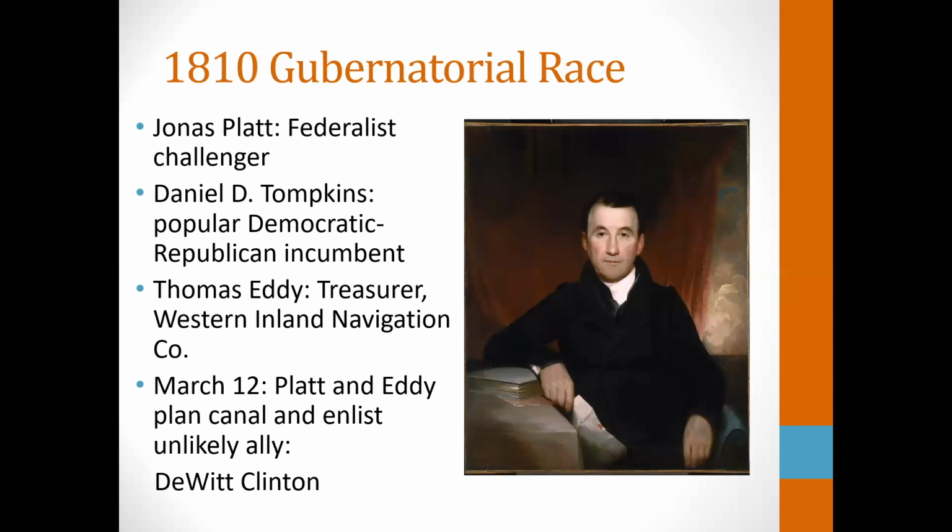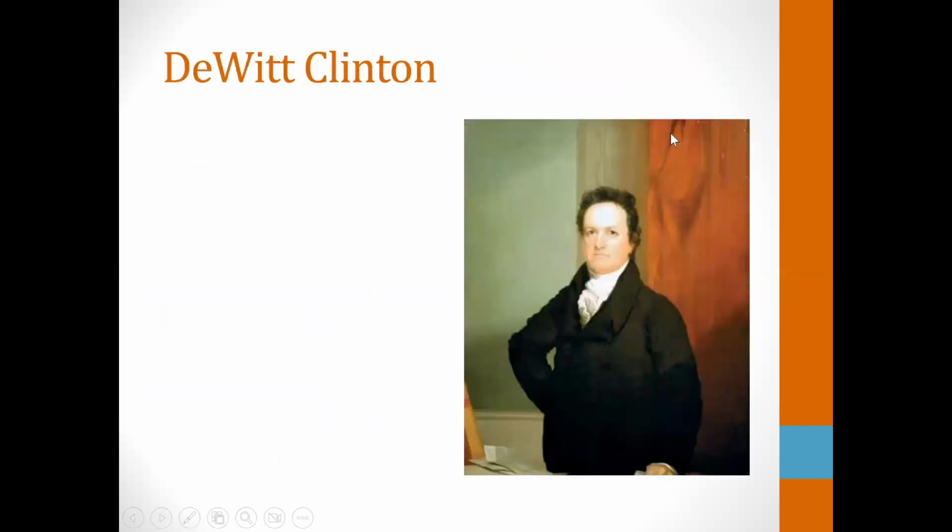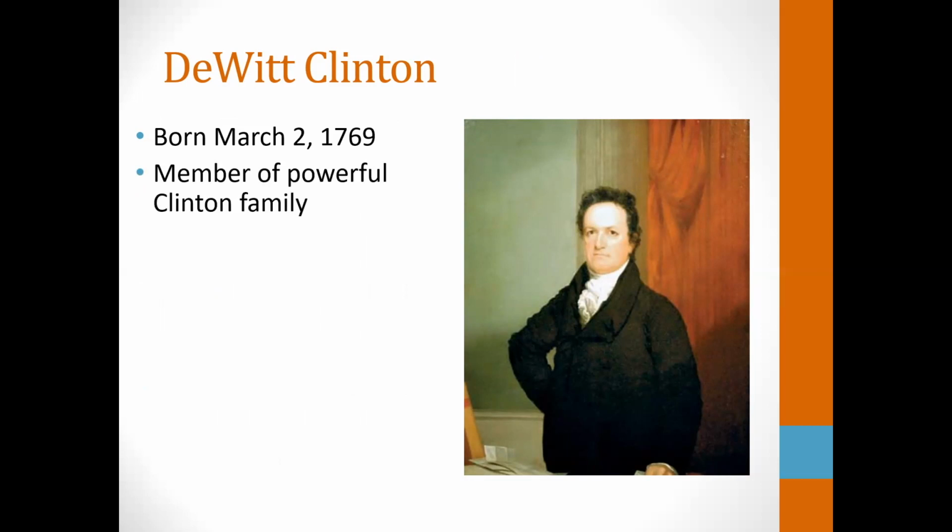So who is DeWitt Clinton? Just some quick biographical stuff on him, because he's obviously going to be important going forward in this story, in what's sometimes known as Clinton's Ditch. Born March 2nd, 1769, into the powerful Clinton family. His father, James, is a Revolutionary War general. He is the Clinton in the Sullivan-Clinton campaign, the kind of genocidal campaign against the Haudenosaunee through the Finger Lakes. And his uncle is George Clinton, not the lead singer of Parliament Funkadelic, but the first governor of New York, who is governor pretty much until he becomes vice president under Thomas Jefferson, and he remains that until he dies.